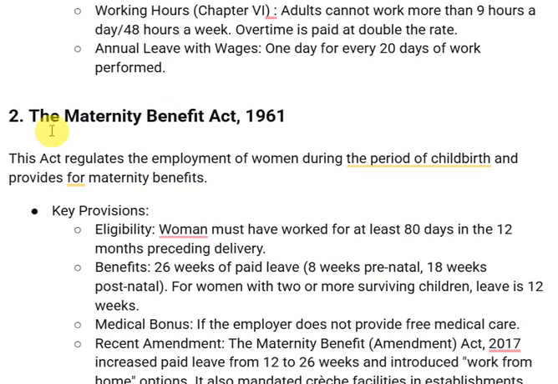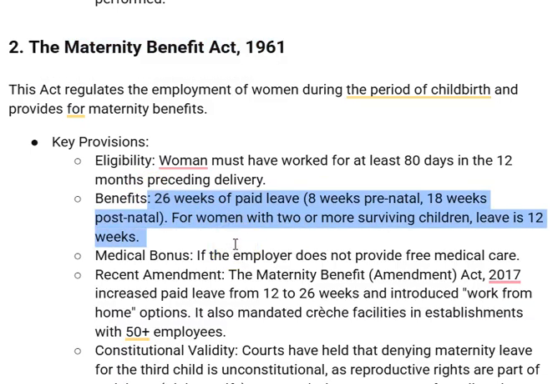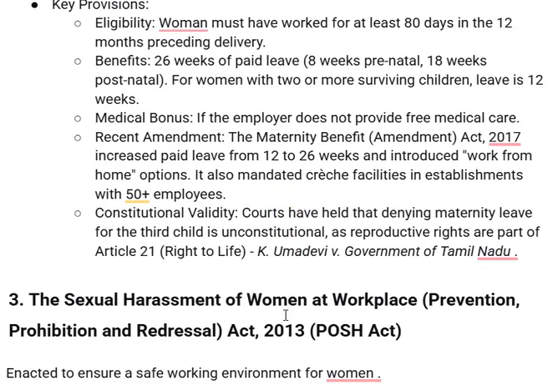Then we have the Maternity Benefit Act 1961. It is there to provide maternity leave and maternity benefits to the workers. Women must have worked for at least 80 days in the 12 months preceding delivery. They get 26 weeks of paid leave. So these provisions are now enforceable, and this is a very important law for bringing good working conditions for women workers.